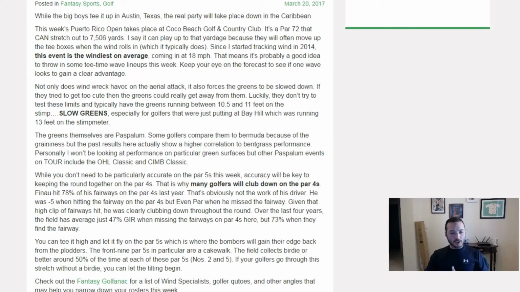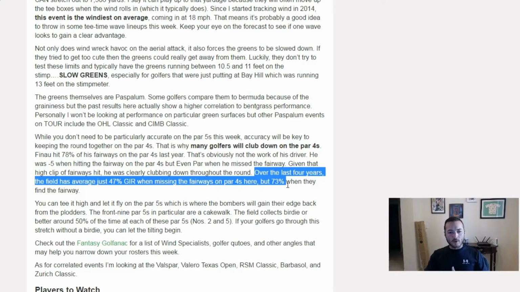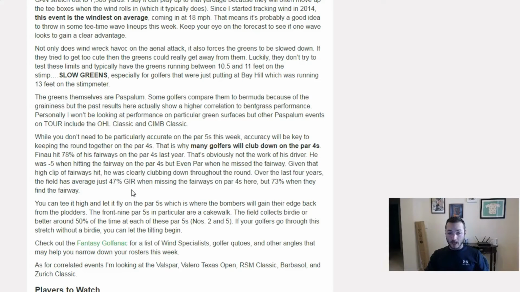Josh always does a pretty good job of having a couple of interesting stats here. So here's a good one. Over the last 4 years, the field has averaged just 47% greens in regulation when missing the fairway, specific to par 4s, but 73% when they find the fairway. I know that's specific to par 4s, but what it notes is there is an importance on hitting the fairway here in an attempt to hit greens. So maybe driving accuracy is going to be a big play for me this week.